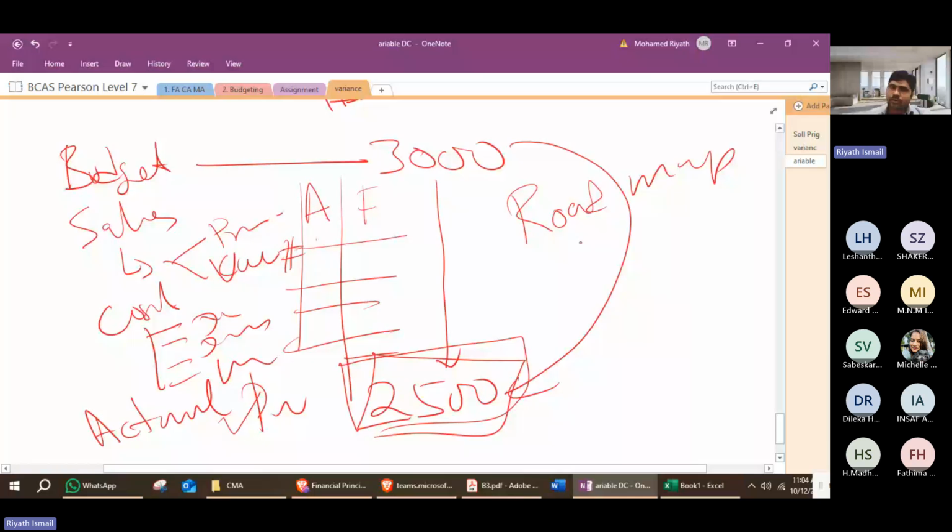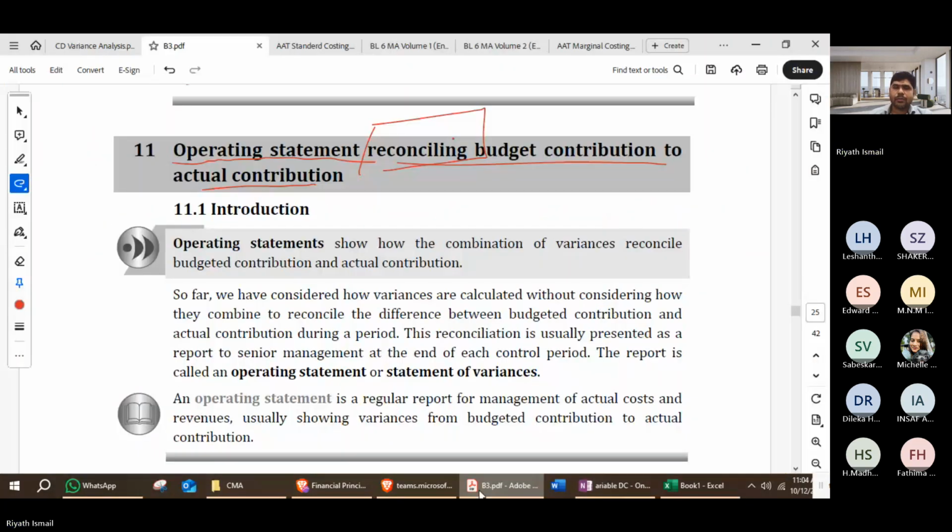What are the root causes? Right. So this statement is called a reconciling statement, an operating statement. Reconciling budget contribution to actual contribution. An operating statement shows how a combination of variances reconciles budgeted contribution and actual contribution.